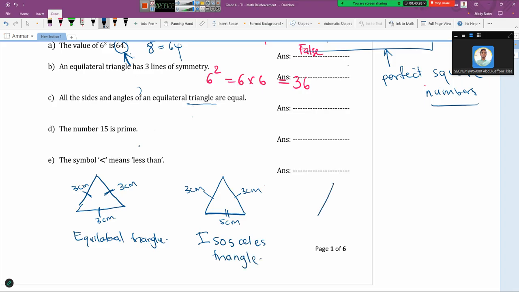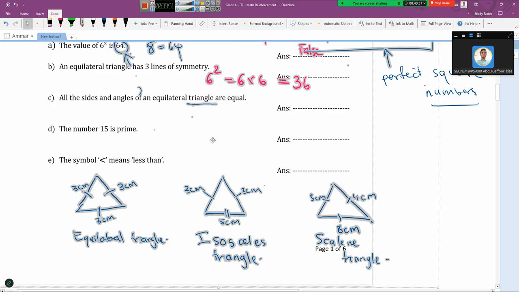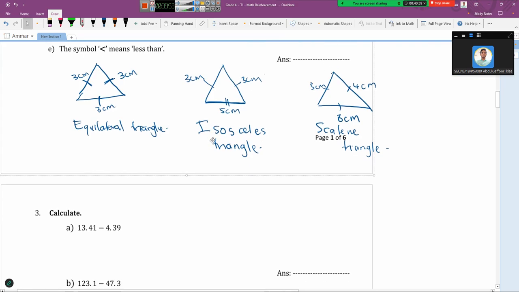And let's say all these sides are different in length, right? Let's say this is 3 centimeter, this is 4 centimeter and this is 8 centimeter. So how can you call this triangle? Scalene triangle. Okay, now this is in terms of the lengths of the sides.